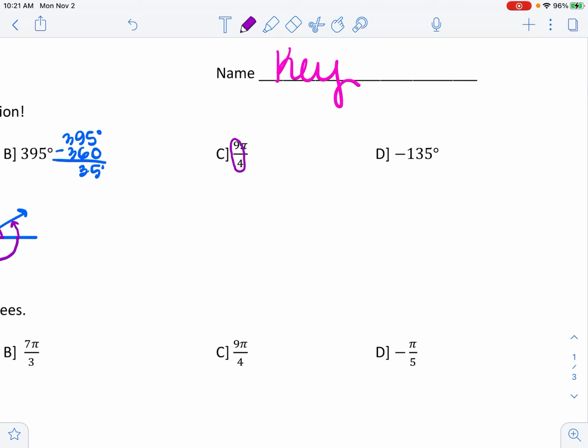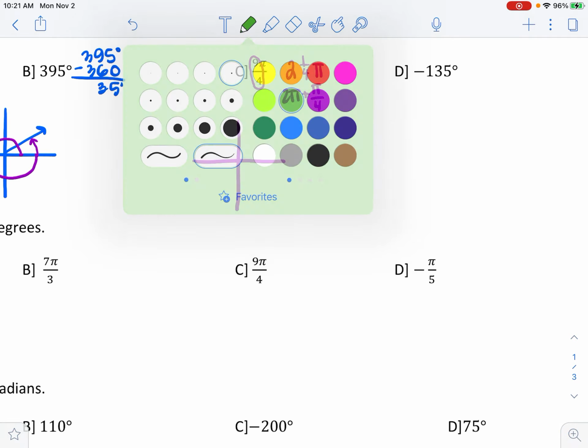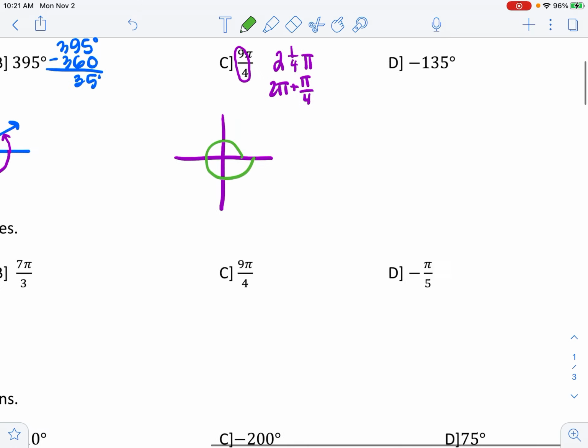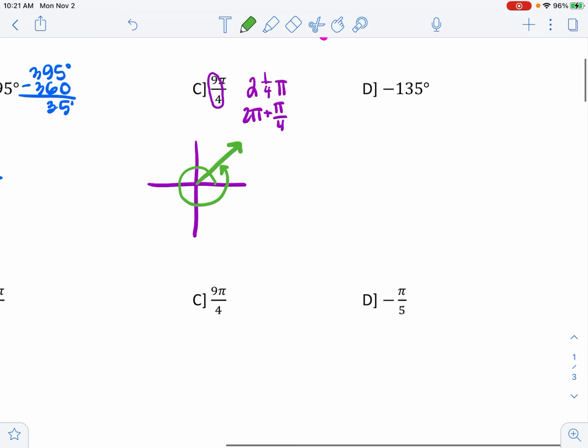All right, next one, just like the first one, I can say, okay, 9 pi over 4. 9/4 is 2 1/4. So I have 2 1/4 pi. So 2 pi and then pi over 4 more. So I'm going to draw my x and my y axis. My initial side starts at my positive x-axis. I'm going to go full 2 pi. There's 2 pi. But then I need to go pi over 4 more. Pi over 4 is in my first quadrant, so right there.